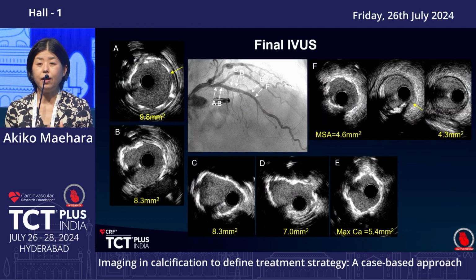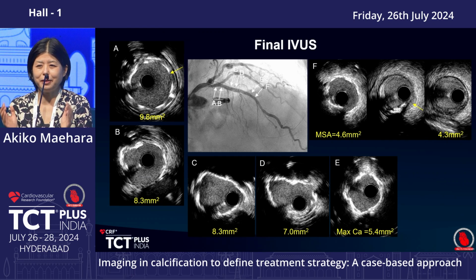At the end, you have to confirm each calcium segment was well expanded. You see the smallest area is 4.6, but compared to the distal, this is good, and this is the most calcified segment, now making a good fracture and extended, and finally everywhere is good stent expansion.